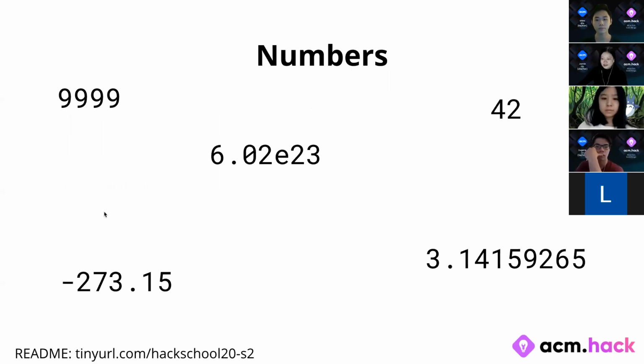First, we have numbers. We can have pretty much all types of numbers. We have some integer values, like 9999 and 42. We have some decimals, like some digits of pi here. We have negative numbers, and we also have scientific notation. We can actually write a number like this in JavaScript.